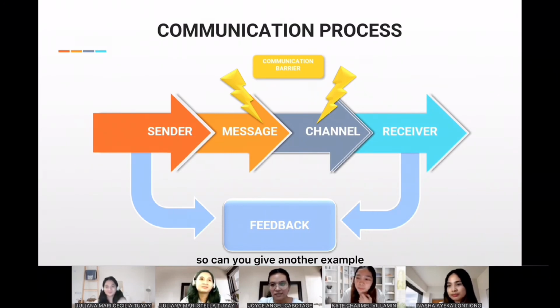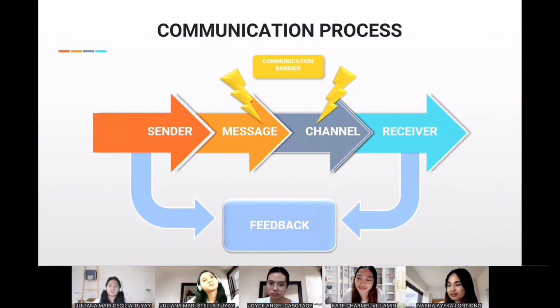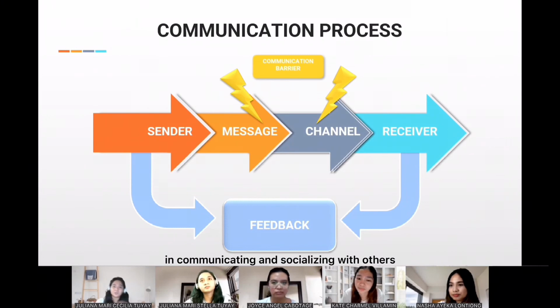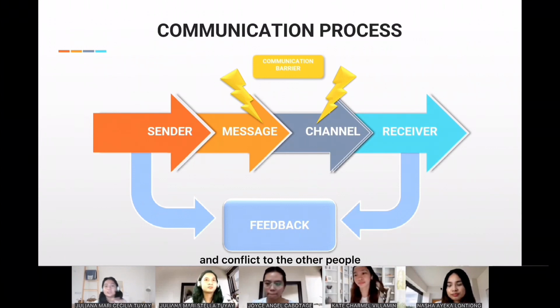So can you give another example, Cecilia? For me, I consider the utilization of slang, colloquial words, reverse, and abbreviated words, and even the gay lingo as a barrier in communication. We all know that the youth, especially in today's generation, is very experimental and adventurous in the words they are using in communicating and socializing with others, such as in social media, texting, and even just in a simple conversation. This becomes a problem when it brings confusion and conflict to other people.